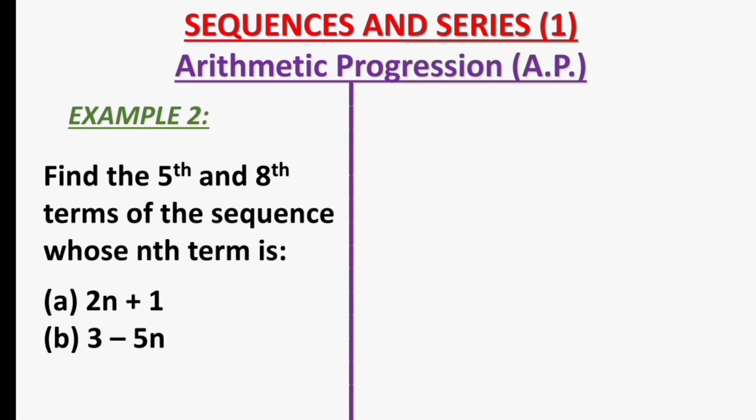Let's see our second example for arithmetic progression AP. Find the 5th and the 8th terms of the sequence whose nth term is question A, 2n plus 1, question B, 3 minus 5n. Let's see the solution to example 2a.